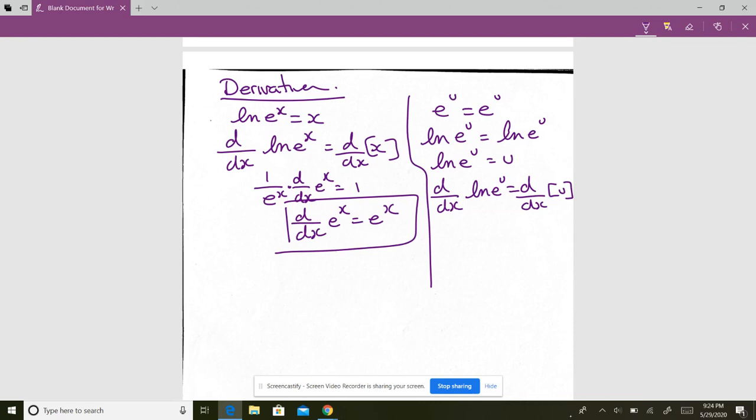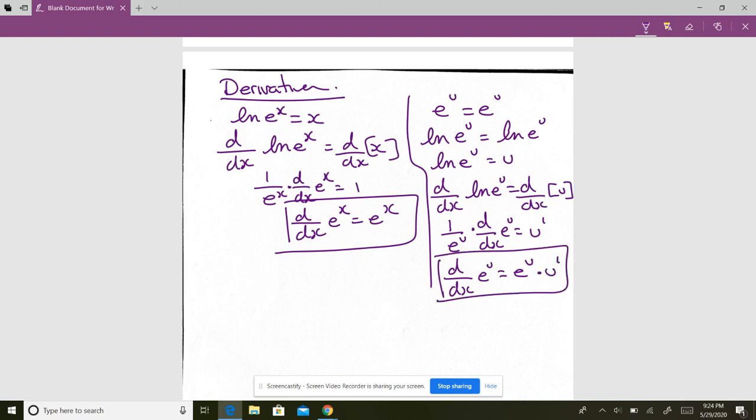Again, derivative of natural log is 1 over that function times the derivative of that function. The derivative of u with respect to x is u prime. Multiply the e to the u up, and I'm left with the derivative of e to the u with respect to x is equal to e to the u times u prime.